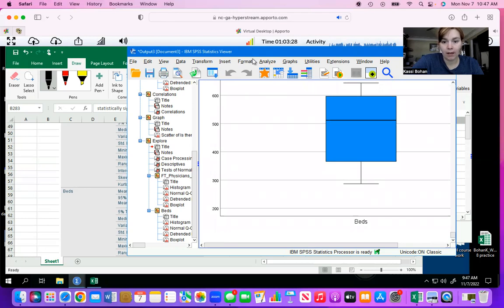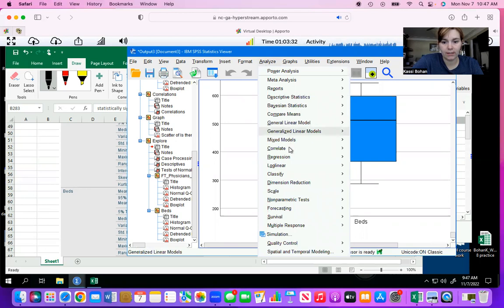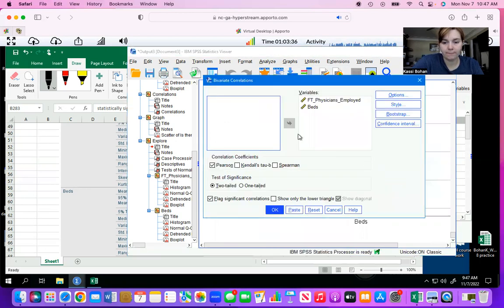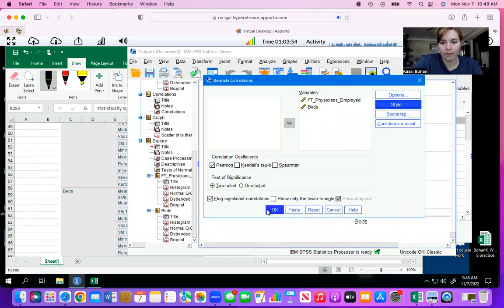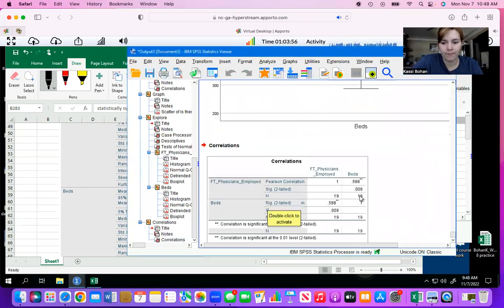Okay, now we're going to run our correlation tests. So I go to Analyze, Correlate, Bivariate. I want to make sure both my variables are in the variable box. I want to make sure I'm running the Pearson, the two-tailed, and flag significant correlations. We didn't mess with any of the other settings, so we're fine there. I'm going to go ahead and hit OK.